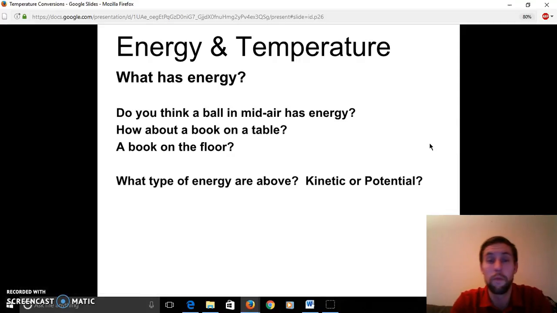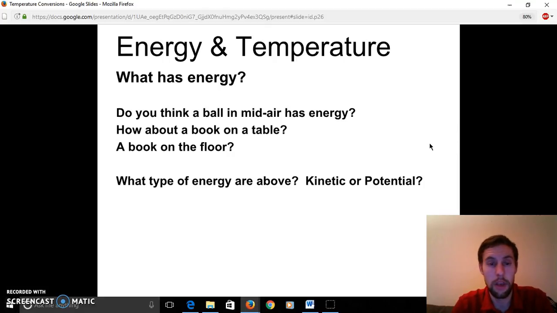Okay, so ball in midair. Hopefully you said yes, it's got energy. It's got probably some kinetic one, unless it's at the top of its arc. And potential, if it's off the ground, it's got potential energy it can turn into and fall down. Okay? How about the book on the table? If you know your physical science well, if you've taken physics before, you'll know yes, it's definitely got potential energy. If it's up on a table, it can fall down.